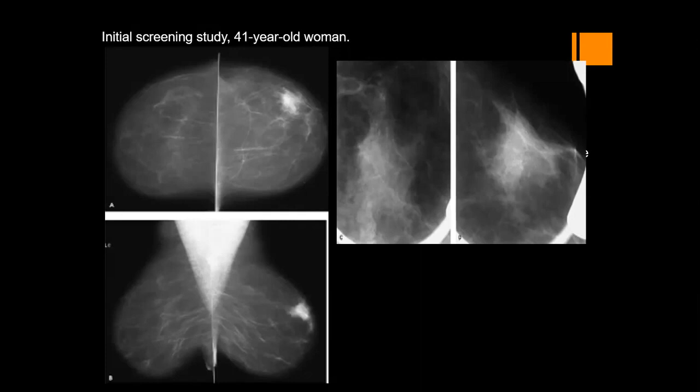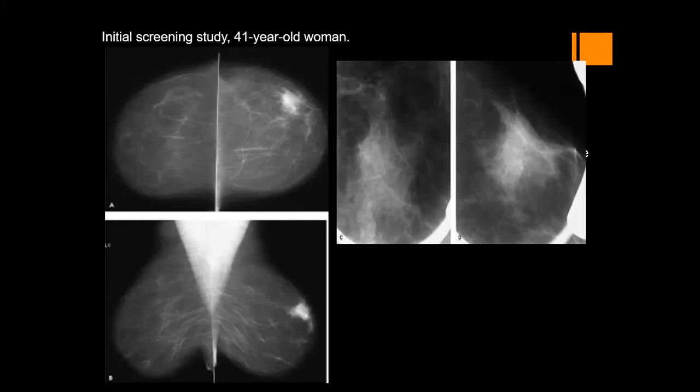Okay, so how are you going to grade this one? Category? The two compressions, one for the MLO and the other for the CC, or what? It becomes less dense on the compression. Excellent. So it will be BIRADS 3, because it is still there, but it is less dense than the standard view.